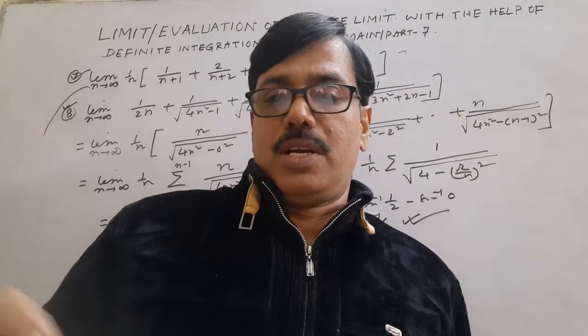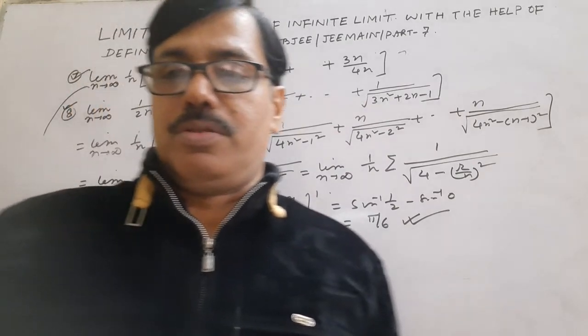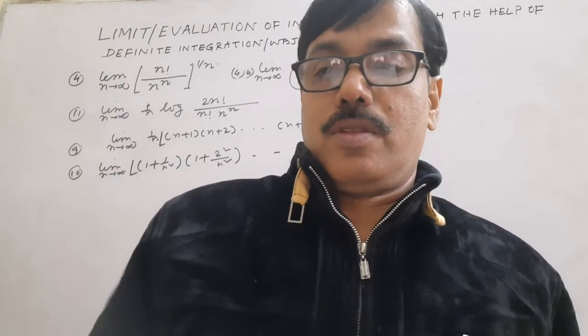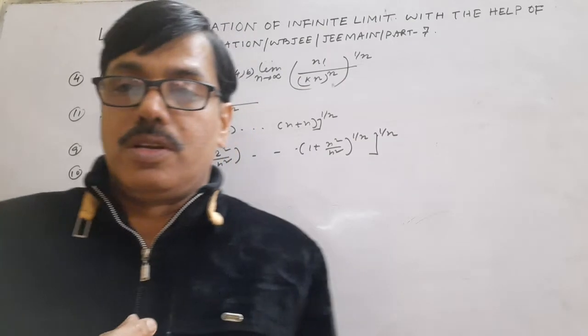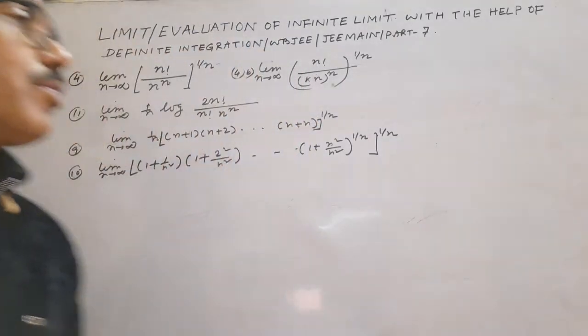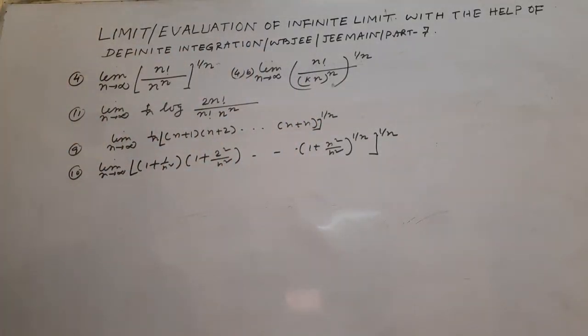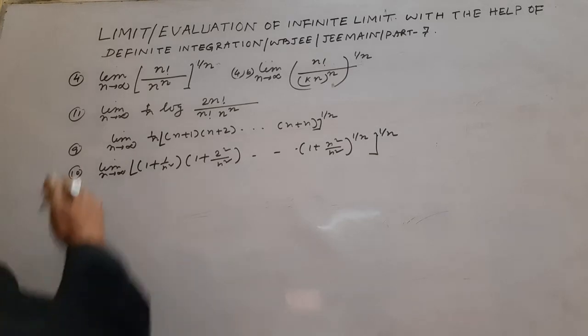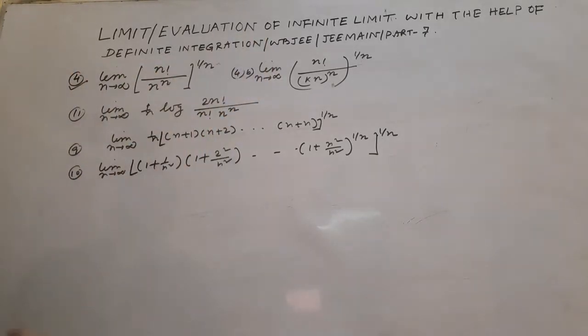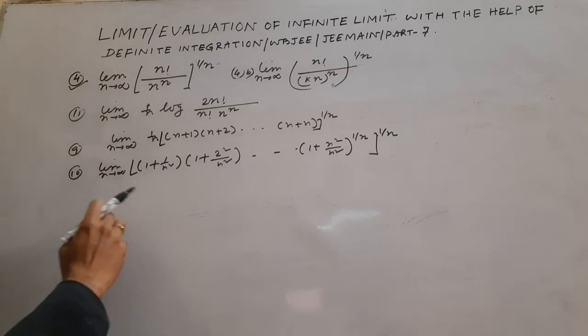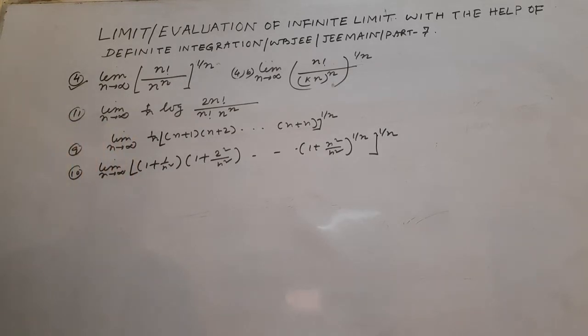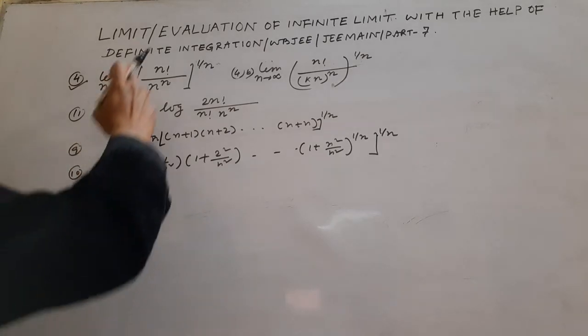Next we consider the second type of problems. So problem number 4, 4a. This is problem number 11. They are of the same type. So consider problem number 4.